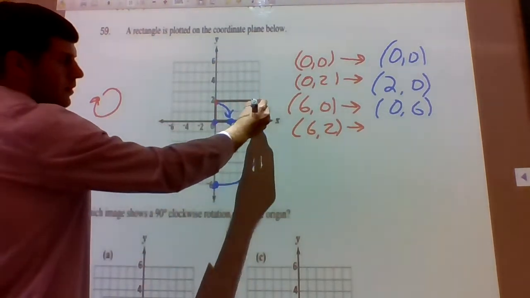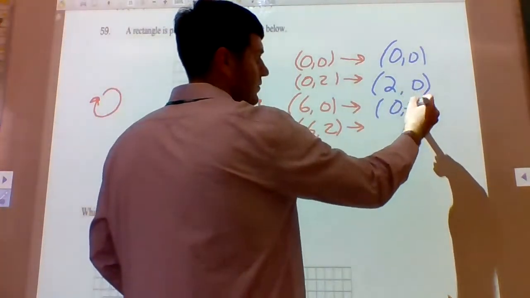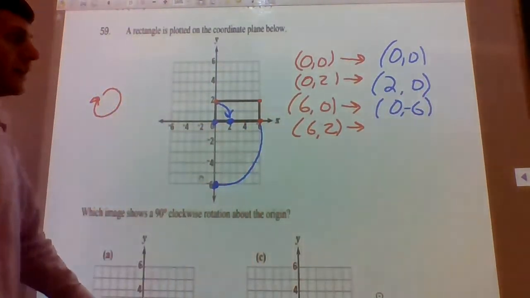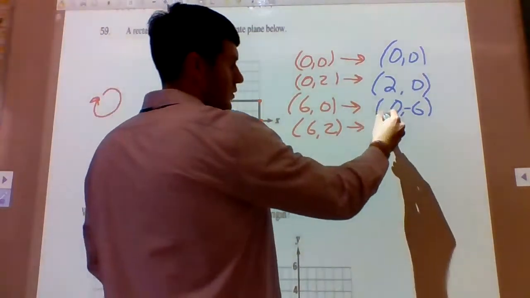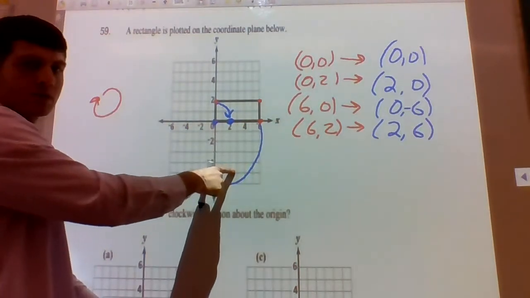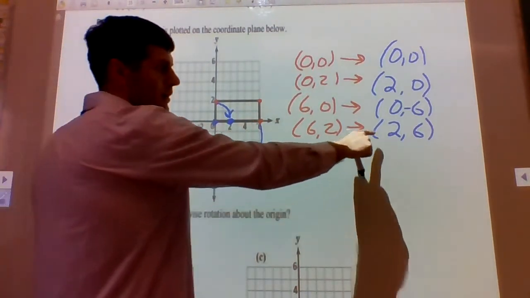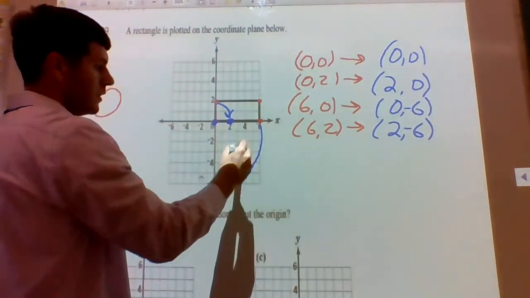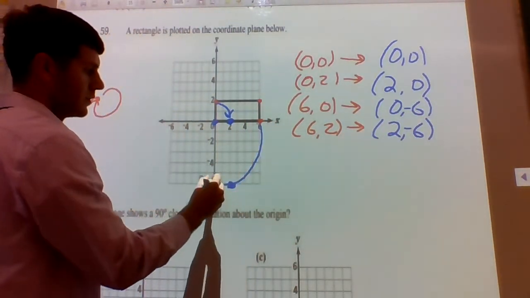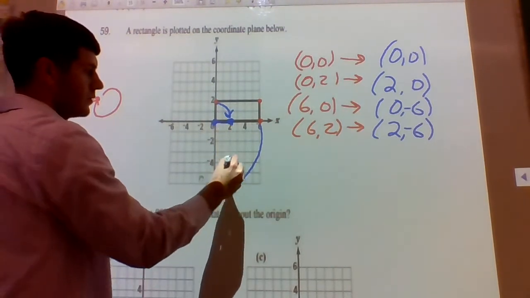Okay, and that too. So it's (0, -6). This is (0, -6). Then we have (6, 2), so we're going to switch them. That's going to become (2, 6). (2, 6) is going to go down into this quadrant here, which is positive x, negative y. So it's positive x, negative y. That's (2, -6). So here's our 90-degree rotation.